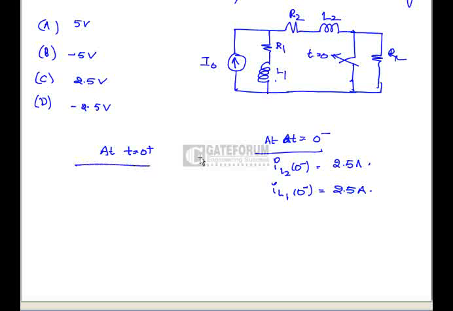So at t equals 0 plus, IL2(0⁺) equals IL2(0⁻), which equals 2.5 amps.